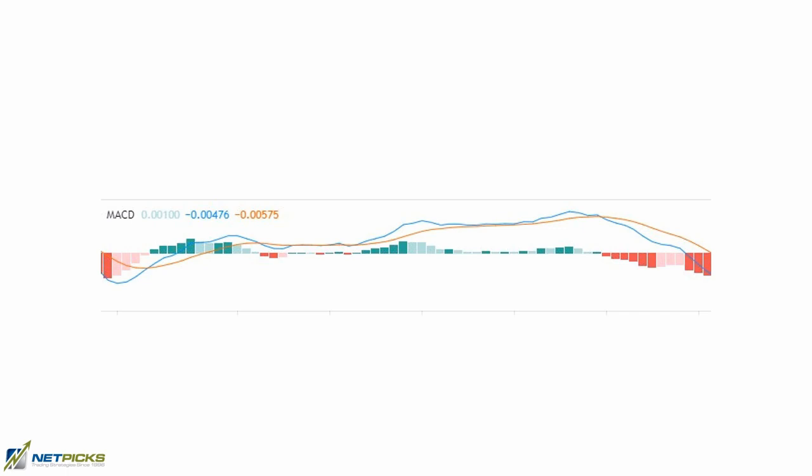Now, some traders will also include the histogram, and that's going to cross the zero line, as you see from red to green, green to red, when the EMAs cross in either direction. So that's what sets that zero line cross of the histogram.